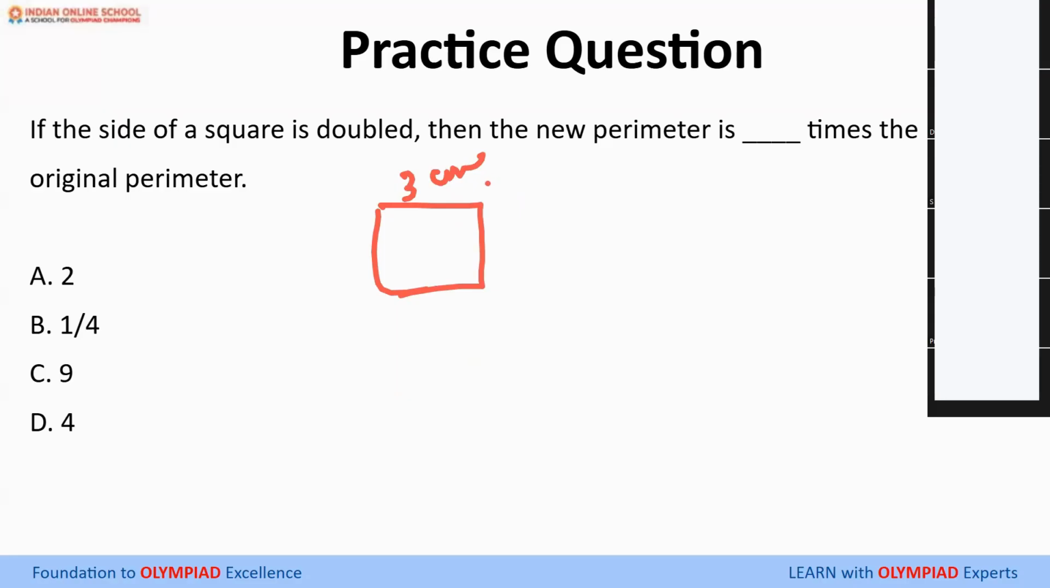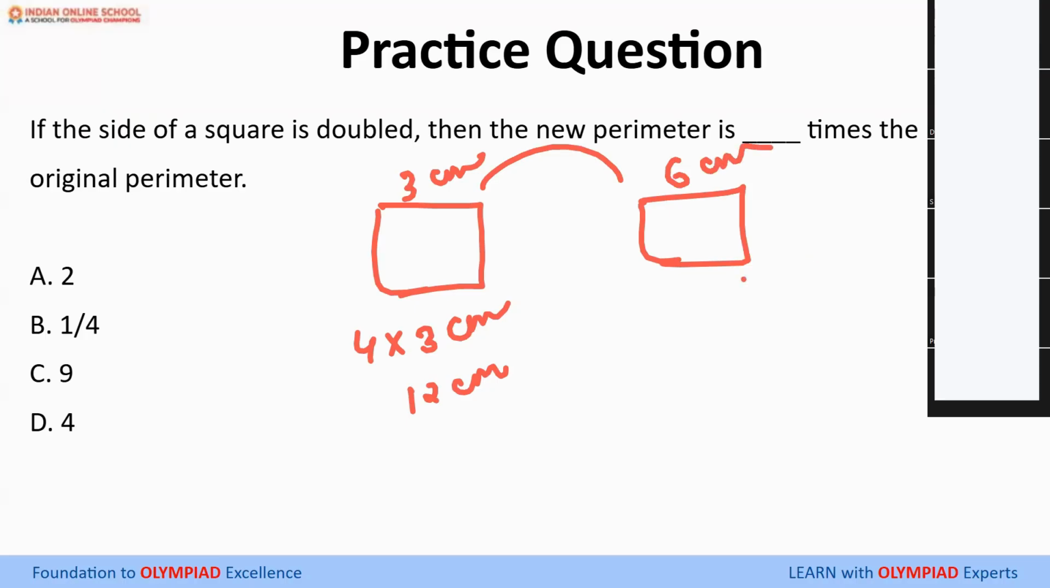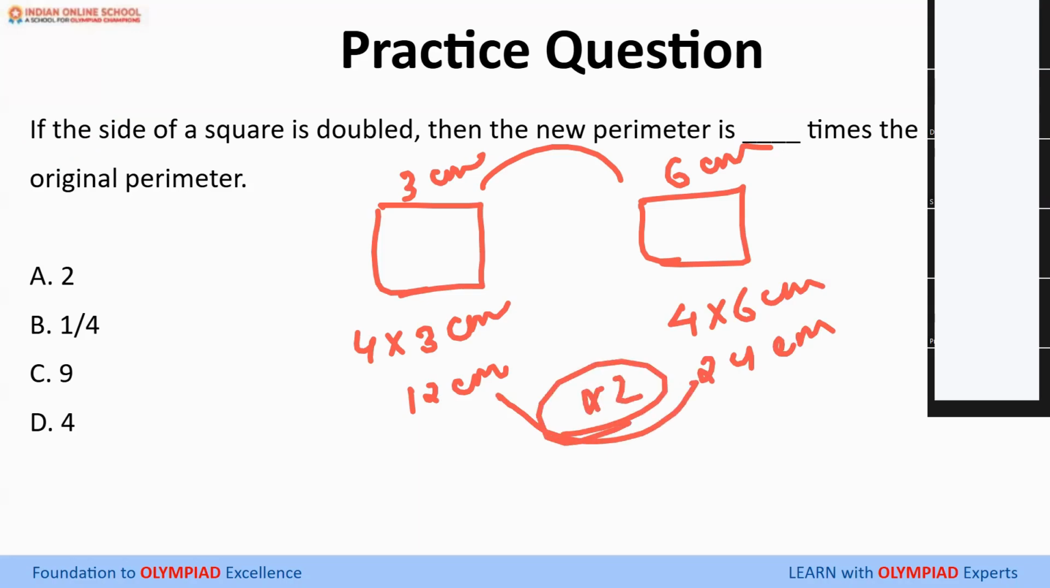A square of 3 centimeter, let's say. So the formula to perimeter is 4 times 3 centimeter, that's 12 centimeter. When I'm doubling the side, a square of 6 centimeter, the formula to the perimeter is 4 times 6, 24 centimeter. Is the perimeter also doubled when the side doubled? 3 centimeter became 6 centimeter as the side. 12 centimeter became 24 centimeter now. So the new perimeter is 2 times the original perimeter.